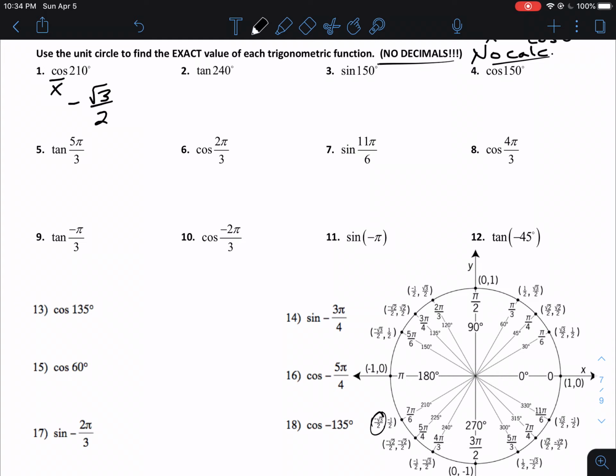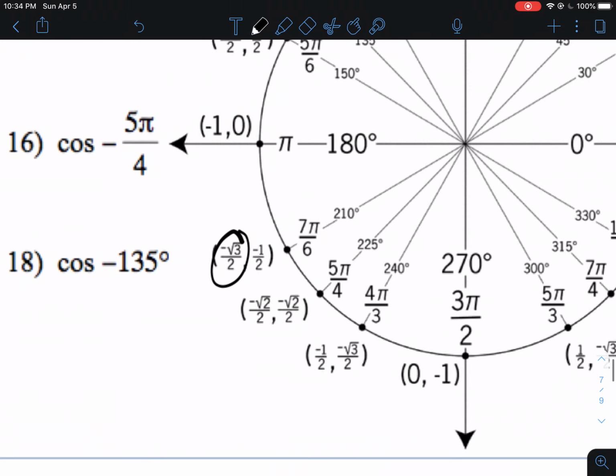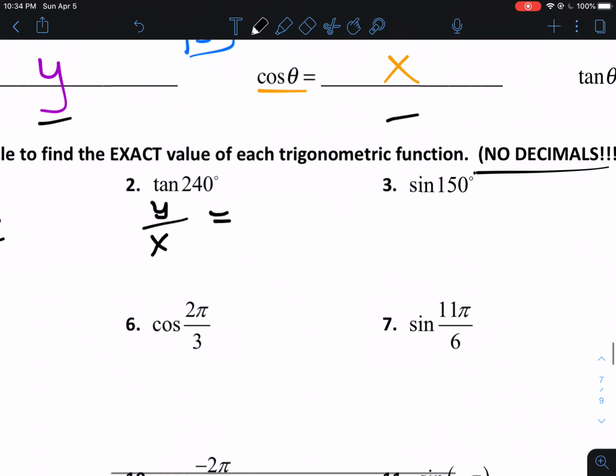For number 2, tangent of 240 degrees. Remember, tangent is the same as y divided by x. So if we go to 240 degrees, we've got negative radical 3 over 2 for y and negative 1 over 2 for x. Let's go ahead and work through that one real quick. You'll start to notice that tangent is about the only time that you actually have to show any work. All the other ones you can usually just write down some answers.